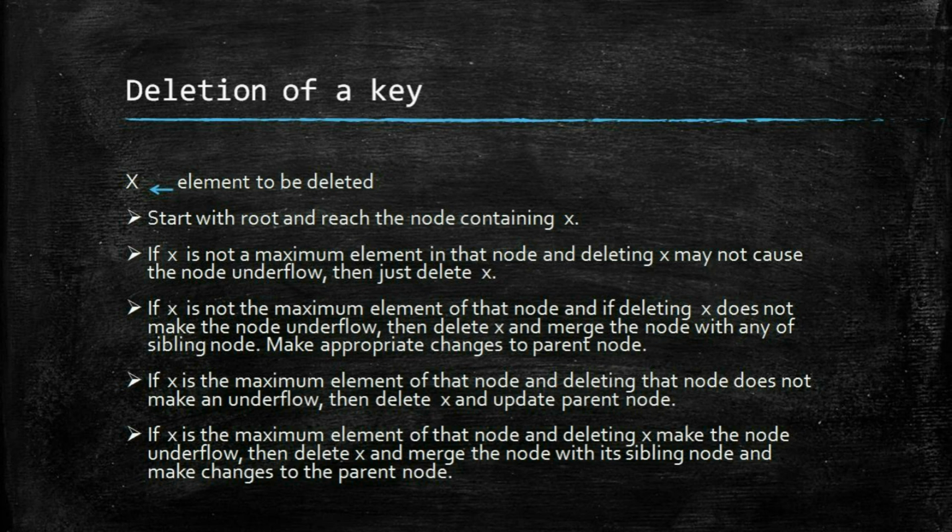If X is not the maximum element of that node and deleting X makes the node underflow, then delete X and merge the node with any of the sibling nodes and update the parent node. If X is the maximum element of that node and deleting X does not make an underflow, then delete X and update the parent node. If X is the maximum element of that node and deleting X makes the node underflow, then delete X and merge the node with its sibling node and make changes to the parent node.